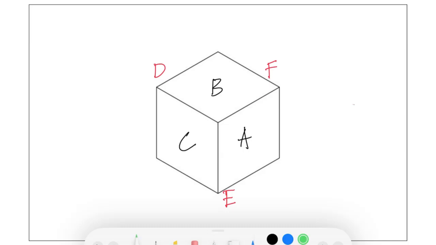So if I draw it something like this, now I think all of you can identify what F looks like. So this is your surface F, which is in the opposite of C. Similarly, we can identify the surface D. And similarly, we can identify the surface E, which is at the bottom. Okay. So in a cube, it is very much clear to us that there are 6 surfaces.